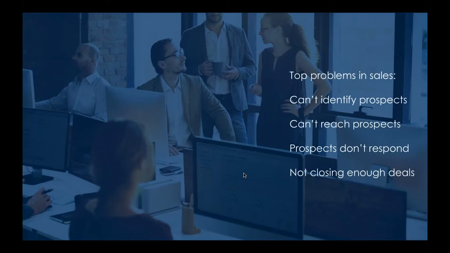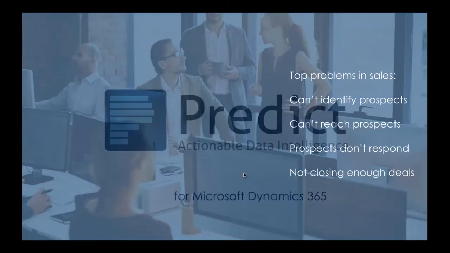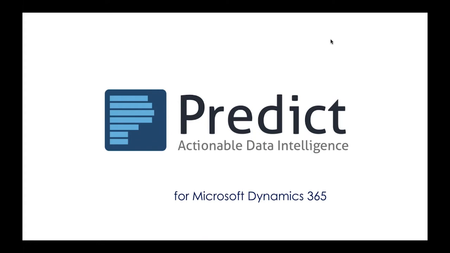It really starts with the sales problem. When you consider what problems sales organizations are having, ultimately it comes down to identifying the right prospects, reaching the right prospects, and then ultimately getting the prospects to respond. And frequently this doesn't happen. Ultimately, the goal is to close as many deals as possible. And identifying the best prospects and being able to reach them most effectively is key in this journey.